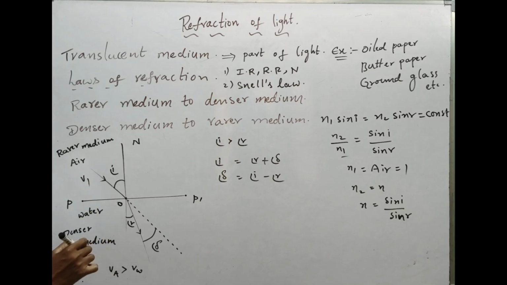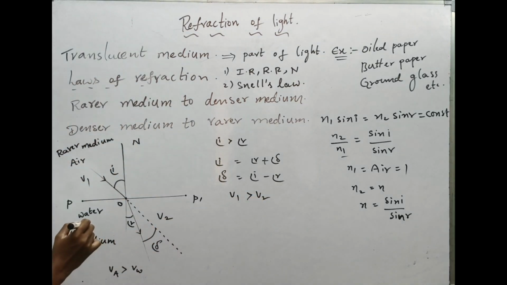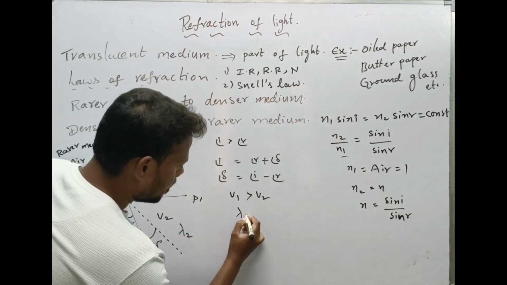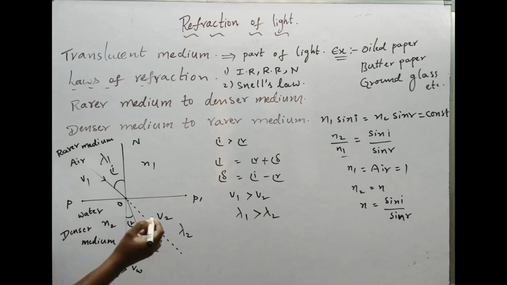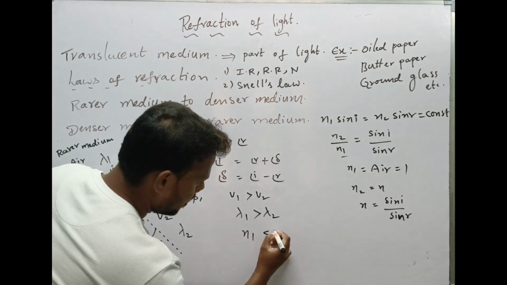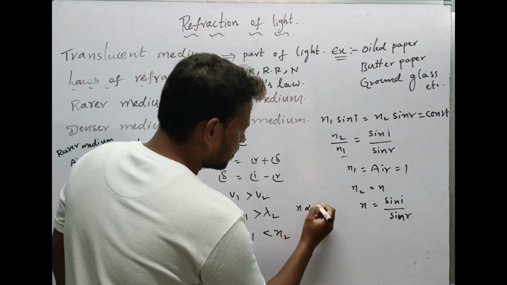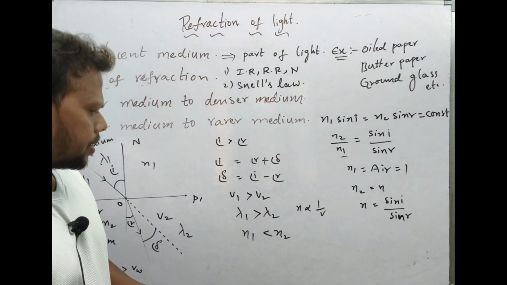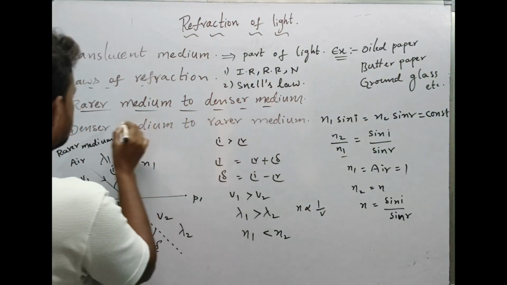If I consider the speeds v1 and v2, we write v1 is greater than v2. If I consider the wavelengths lambda 1 and lambda 2, we write lambda 1 is greater than lambda 2. If I consider the rarer medium's refractive index as n1 and the denser medium's refractive index as n2, then n1 is less than n2. So in the coming class, very soon you are going to learn the relation between refractive index and the speed of light in the given medium. Is that clear? This is what we learned in the past class about rarer to denser, the first case I have taken here.